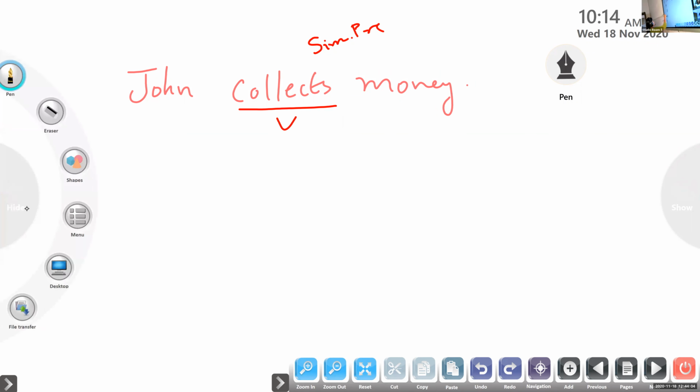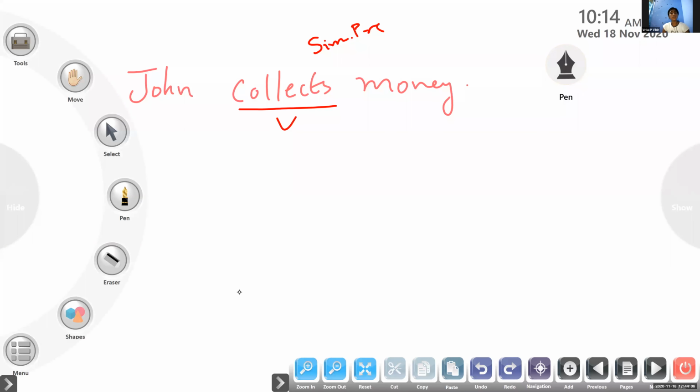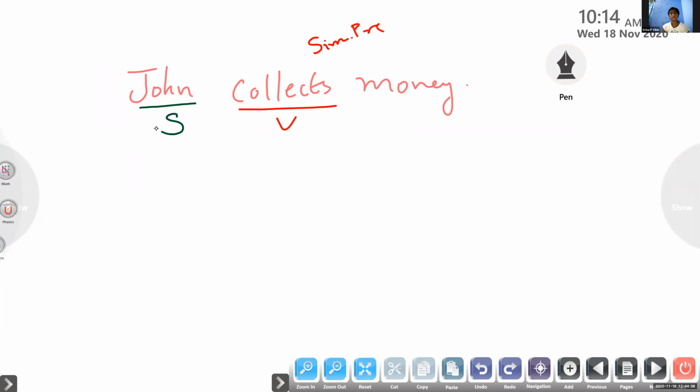Tell me the subject of the sentence, children. John. John is the subject. Okay. And the object of the sentence? Money. Money is the object of the sentence. Okay. So we are going to change the sentence from active voice. It is in the form of a finite verb. So the sentence is an example of active voice.